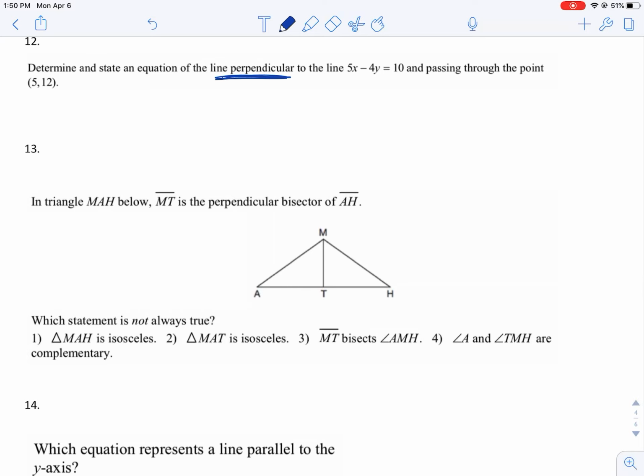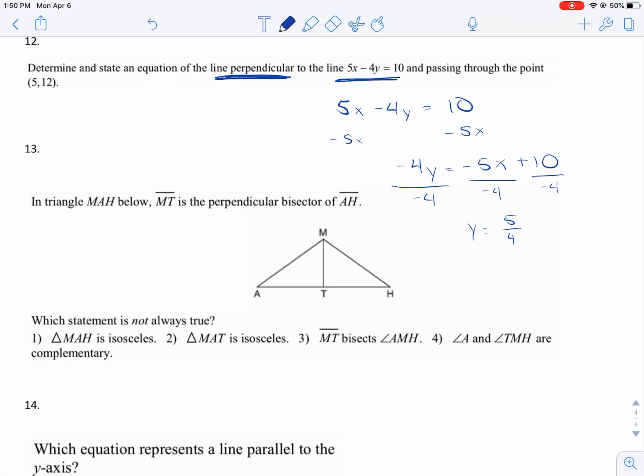Number 12, determine and state the equation of a line perpendicular to this line right here and passes through the point (5, 12). Okay, so we're talking about a line that's perpendicular, which means when we find the slope of this line right here, we're going to need the negative reciprocal. So let's find out what our slope is first, right? Because this form doesn't really tell us anything. This is the standard form. In order to get it into slope-intercept form, we have to solve for y. So subtract 5x, I get -4y = -5x + 10.